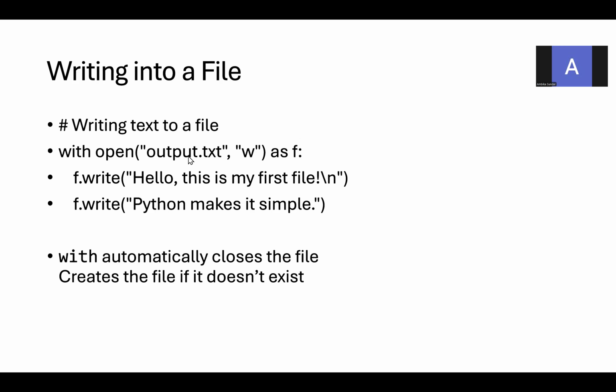It is going to check whether the output.txt is already there in the active directory or some other directory which you are going to mention. If it is not there, it is going to create the new file and then only it is going to write these contents inside this file.